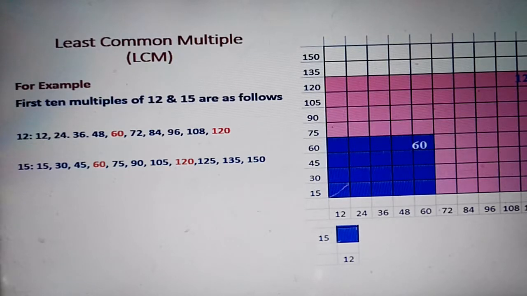Here you can see that we have shown 12 and 15, both numbers, with blue blocks. Each time you get multiples, you add blocks, for both 12 and 15, and we have shown you the common multiple of 15 and 12, that is 60. Here the area is blue. The next common multiple is 120, and the area for the next common multiple, the second common multiple, is shown by the pink blocks.